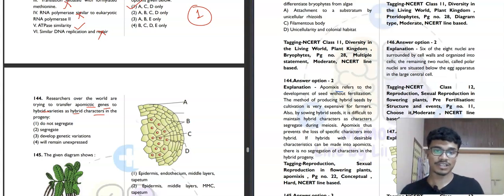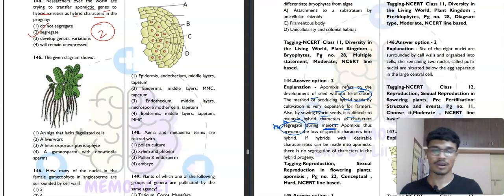So apomixis refers to the development of seed without fertilization. Because apomixis mimics sexual reproduction, and the method of producing hybrid seeds by cultivation is very expensive for farmers. Also, by sowing hybrid seeds, it is difficult to maintain hybrid characters, as characters become segregated during meiosis. So what will happen to hybrid characters? They will get segregated. So the second option will be our correct answer.